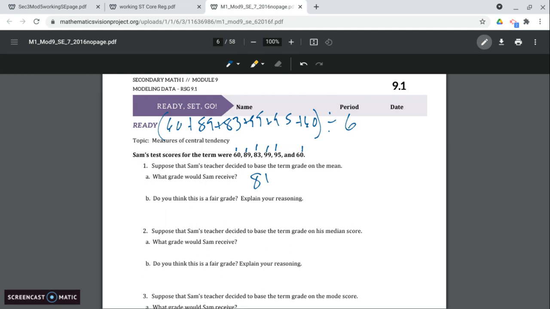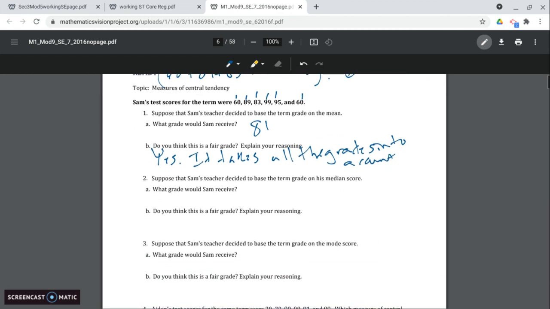Do you think this is fair? Yes. It takes all the grades into account. Now, the next one is looking at the median.